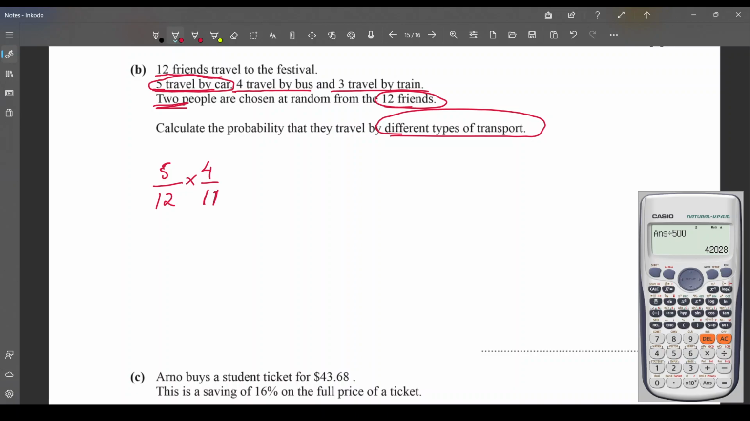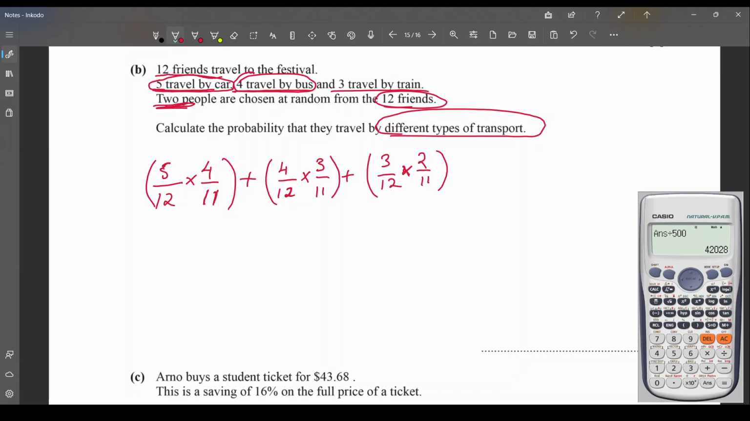This is one of the cases, and the other case is if the person is traveling by bus. The probability is 4 by 12, 4 out of 12 traveling by bus. Because we have to select 2 people, the other one traveling by bus will be 3 left, because 1 is already taken, and 3 by 11. The third is the person who traveled by train, that is 3 by 12. If we select one more, the number left will be 2 by 11.